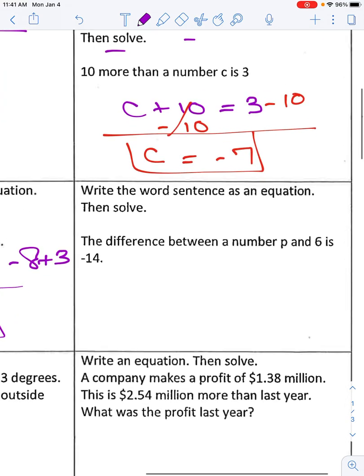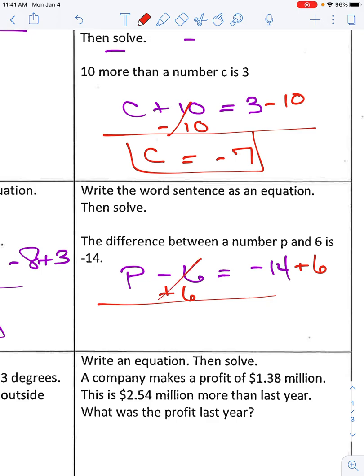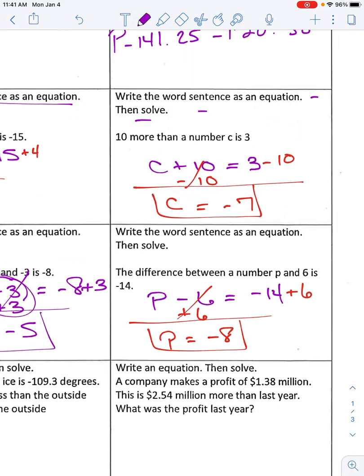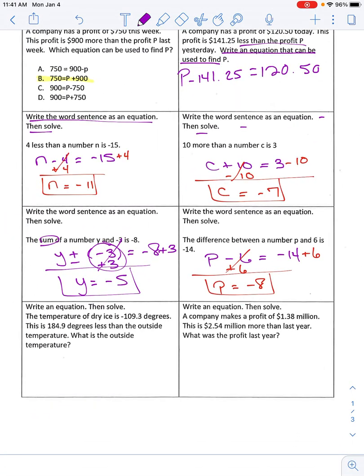Write the word sentence as an equation, then solve. Again, the difference, so we're subtracting, the difference between a number P and 6. So the difference between P and 6 is your equal, is a negative 14. Should look like that. We're going to do the inverse. It says minus 6, so we're going to add 6 to both sides. Show your cancellation, to get a negative 8. Different signs. Find the difference. There's more negatives.